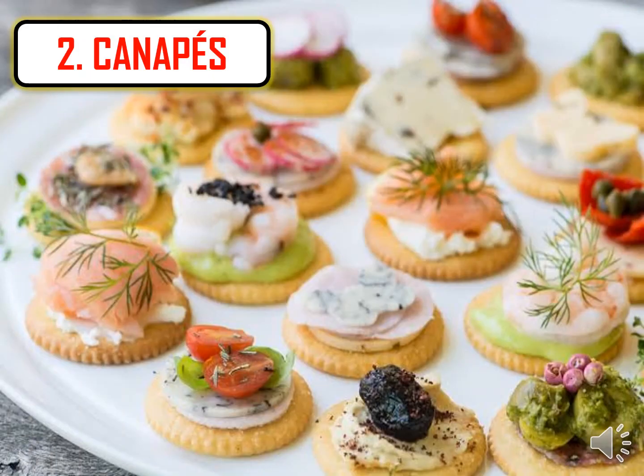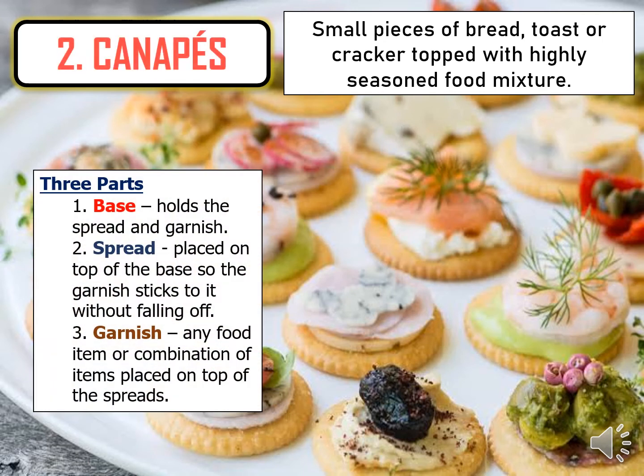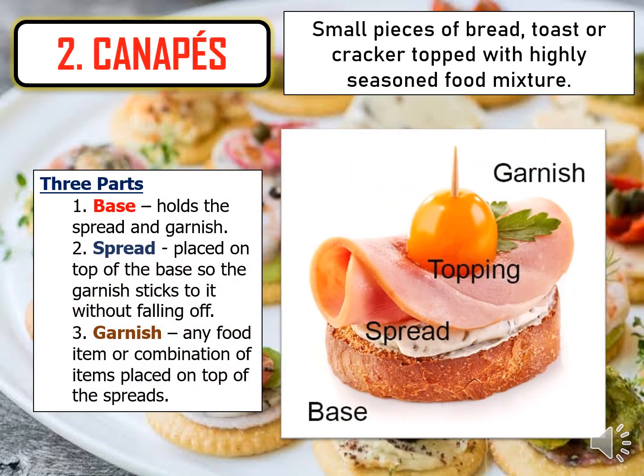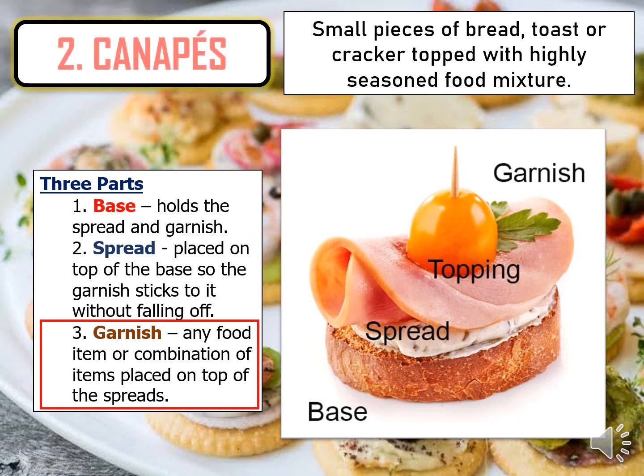Now we have here canapés. Canapés are small pieces of bread, toast, or cracker topped with a highly seasoned food mixture. And canapés have the following parts. First is the base. The base holds the spread and the garnish. The spread is placed on top of the base so that the garnish sticks to it without falling off. And lastly, garnish. It is any food item or combination of items placed on top of the spread.